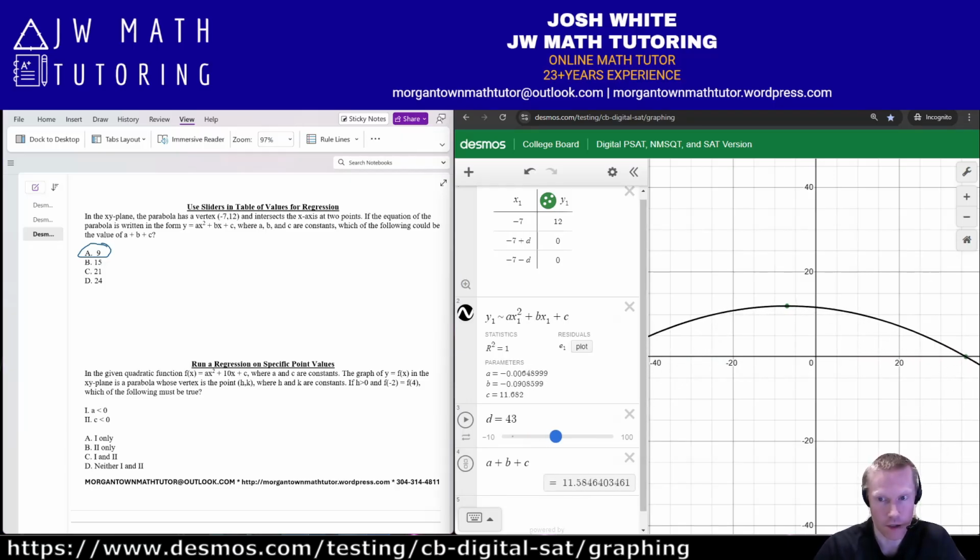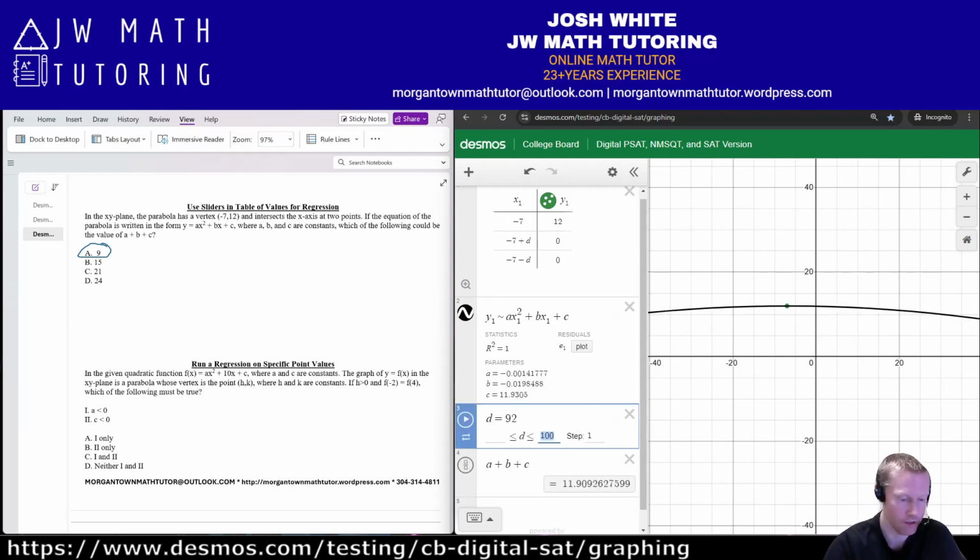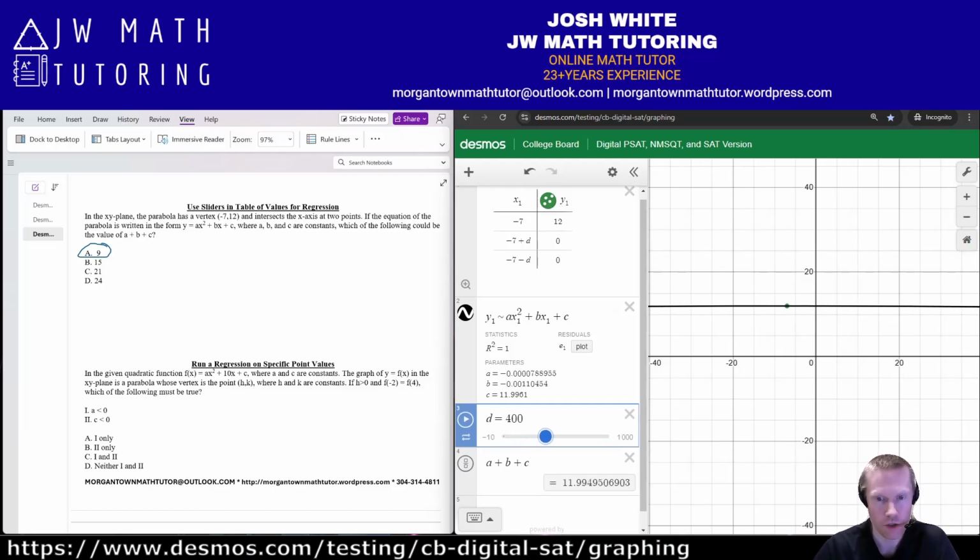Notice it keeps getting bigger and bigger as the graph gets flatter and flatter. Basically, what's going to happen is, and you could jump this up to 1,000 or whatever, it's going to approach 12. It's going to get really, really close to 12, like 11.99999, but it's never going to get to 12. So it's never going to be able to get to 15, 21, or 24.